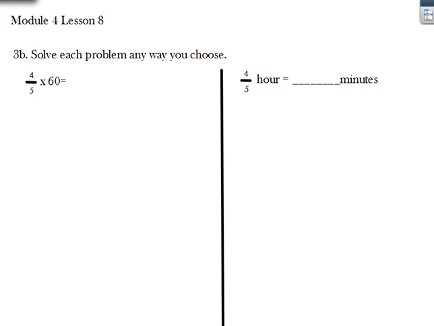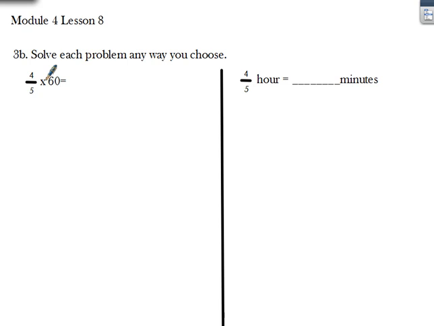This is Module 4, Lesson 8, Homework Problem 3b. They've given you an equation of 4/5 of 60. They've also shown you 4/5 an hour equals blank minutes. They're asking you to solve it in any way you choose. Now I've split the board today into two sections because I'm going to show you two different ways to solve this problem. The first way would be to show you through the tape diagram drawing.